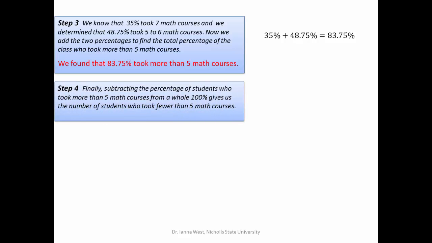Finally, subtracting the percentage of students who took more than 5 math courses from a whole 100% gives us the number of students who took fewer than 5 math courses. 100% minus 83.75% equals 16.25%. Therefore, we found that 16.25% took fewer than 5 math courses.